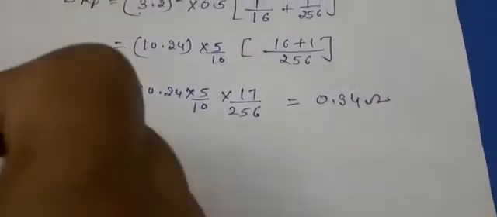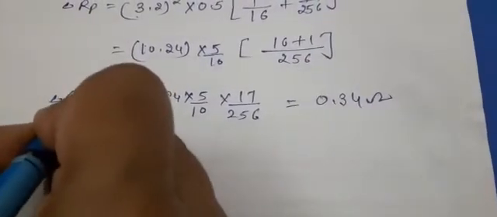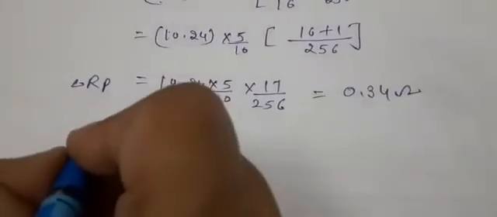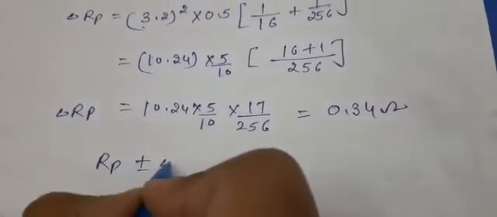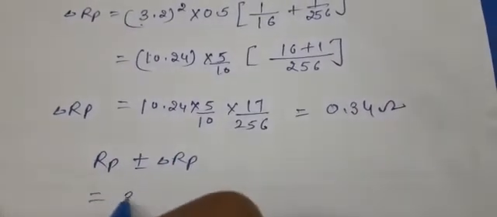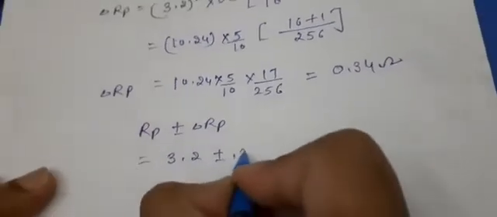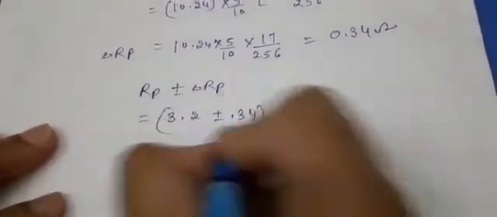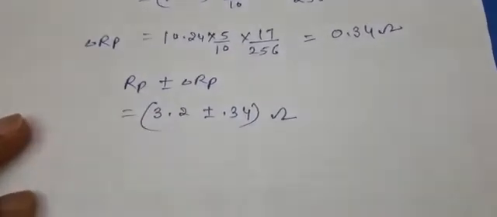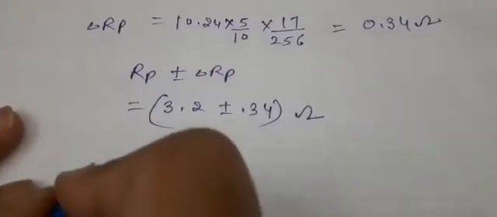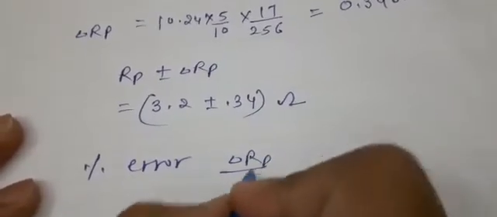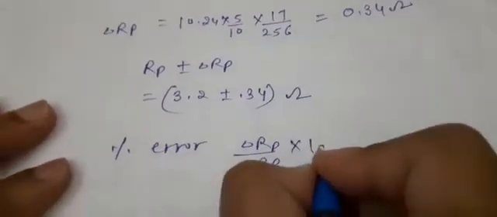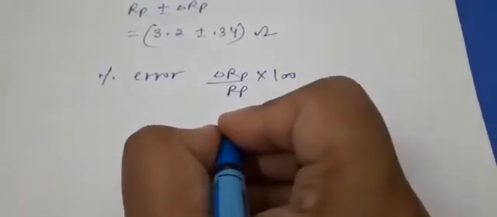So in this way you have calculated the absolute error in parallel combination of resistance. So Rp plus minus del Rp comes out to be 3.2 plus minus 0.34 ohm. But we have to find the percentage error in the combination. So the percentage error is del Rp upon Rp into 100.